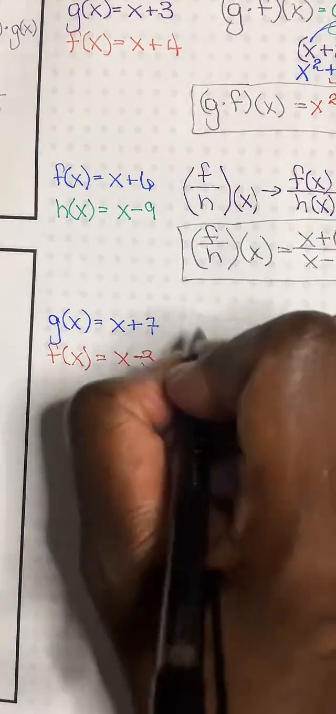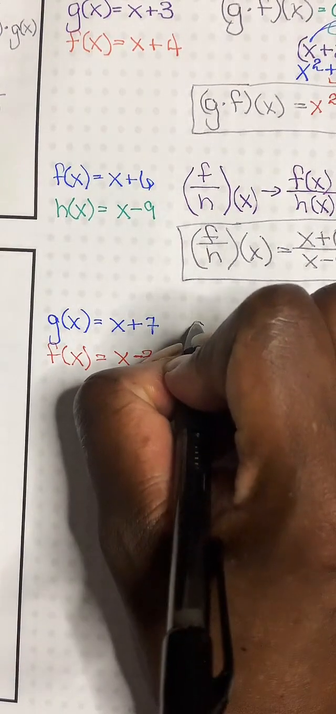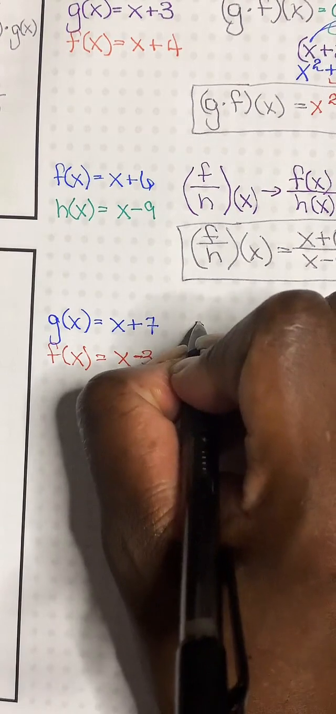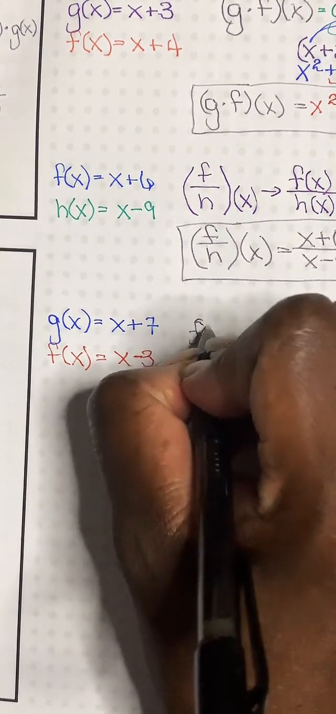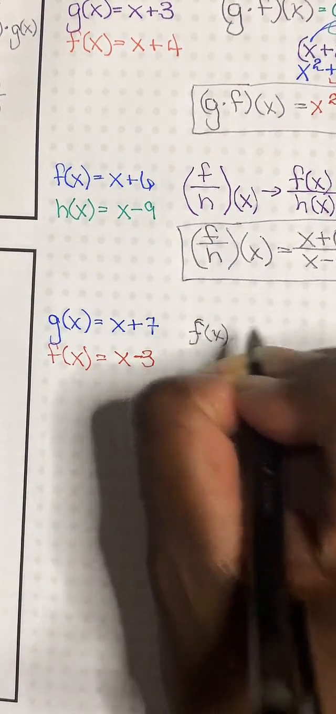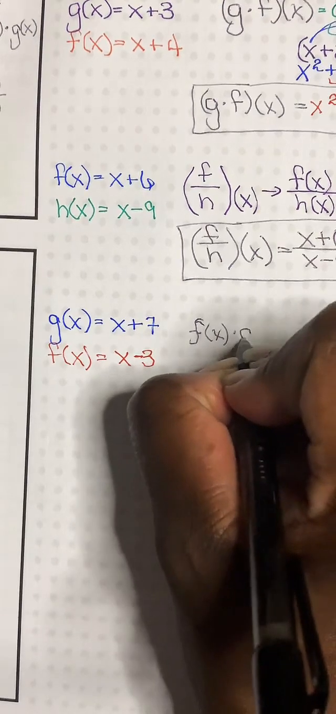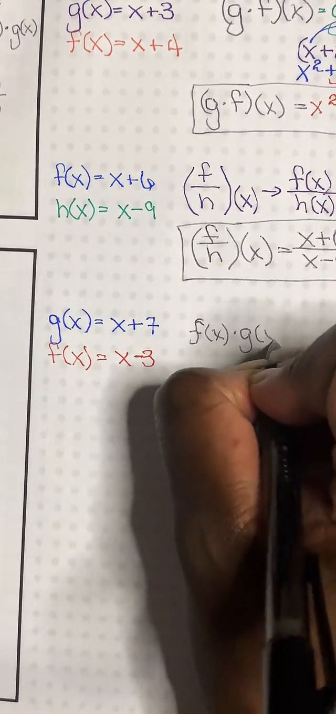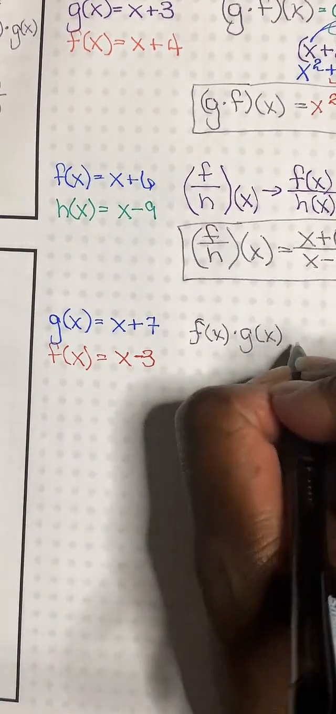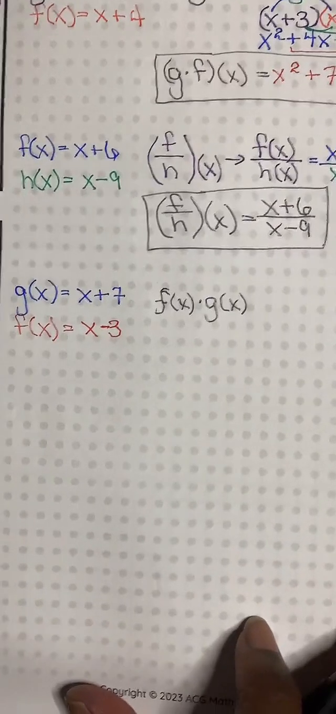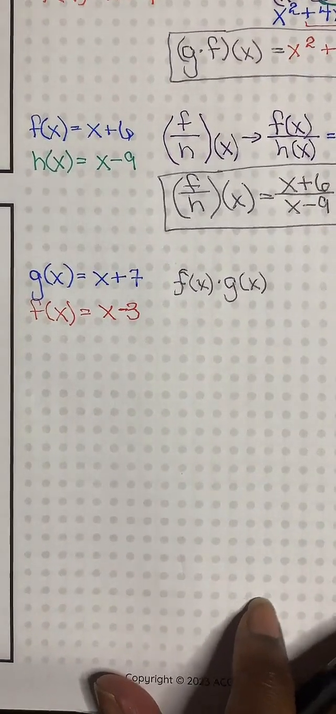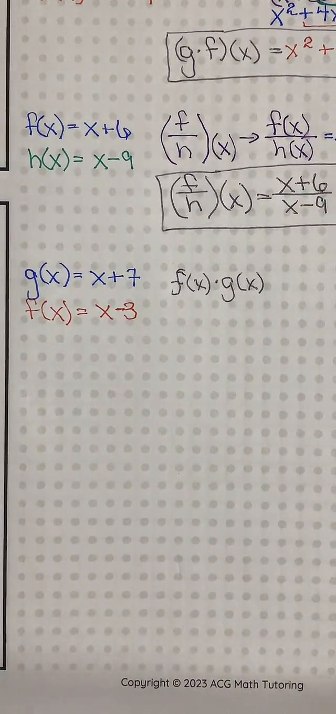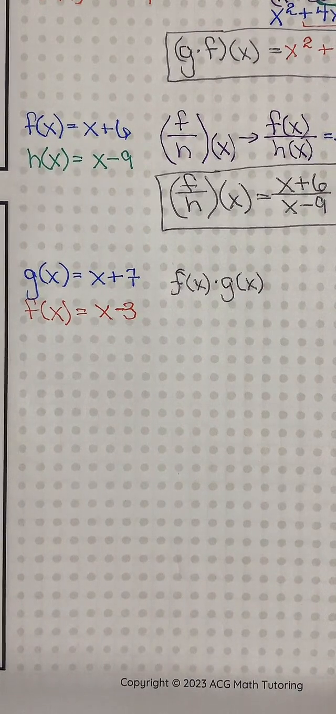All right, so if I want to do my f of x times my g of x, okay, I want my f of x times my g of x.